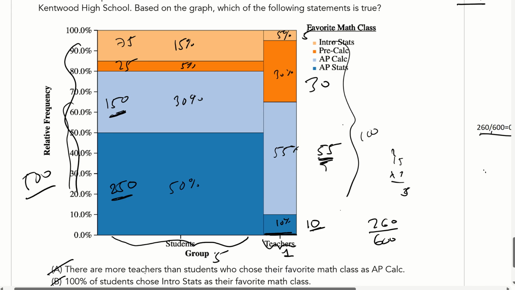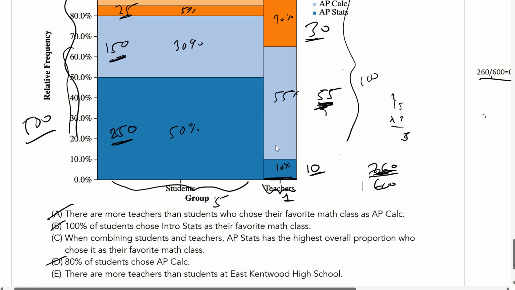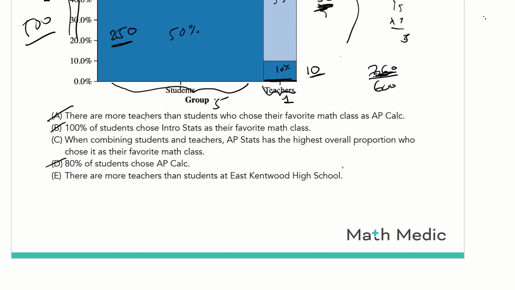If I do 150 plus 55, that's definitely less than 260. 25 plus 30, that's 55. That's less than that. 75 plus 5, that's definitely less than that. So this is the biggest. So AP Stats, if I combine these two areas, it's bigger than anything else. We can see that visually. So this has got to be the answer, C. And there are definitely not more teachers than students if you look at this, right?